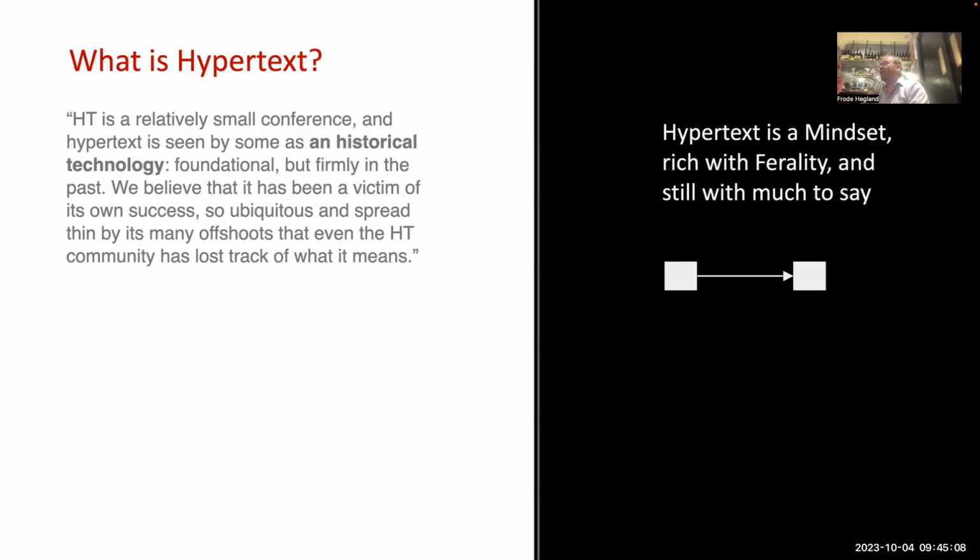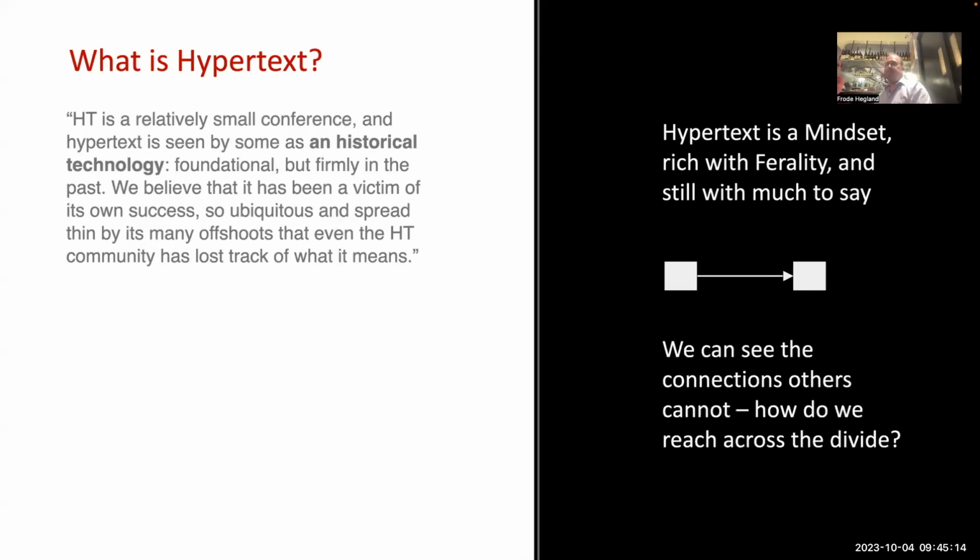So hypertext is very much alive, very much still has things to say, still has lessons for us all to learn. And I think the question for this community is we can see some of these connections that others can't. So how do we reach across the divide, help people make those connections and learn from our shared history?